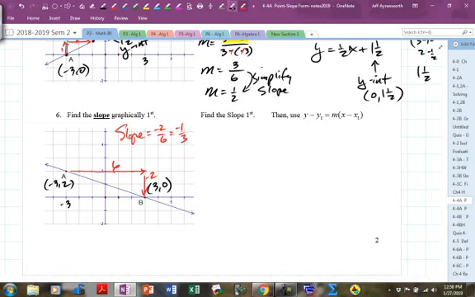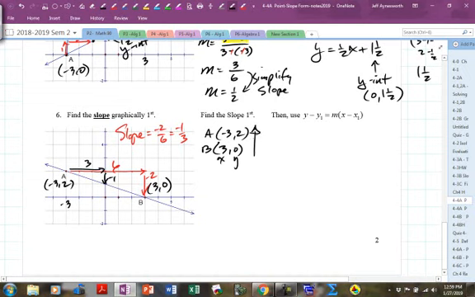You can also see it like this. You can go right 3 and then down 1. That's the same slope. Right 3 down 1, it'd be negative 1/3. Algebraically, A is at negative 3 comma 2, B at 3 comma 0. Subtract up. So we got 0 minus 2 divided by 3 minus a negative 3. And that is equal to negative 2 divided by 6. So that verifies the slope at negative 1/3.